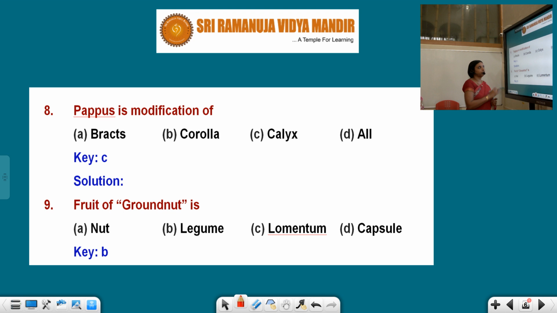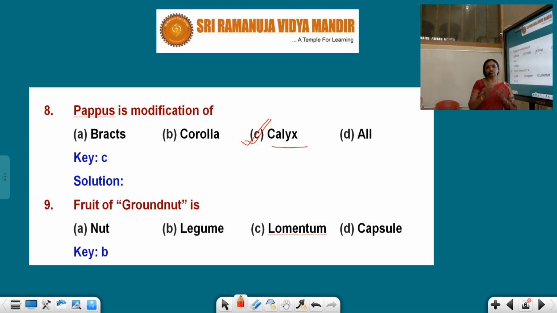In the Asteraceae family, the Compositae family, the examples we have seen are sunflower, tridax, chrysanthemum, and marigold. In these flowers, the calyx becomes a hairy pappus-like structure, and it helps in the dispersal of seed after fertilization.